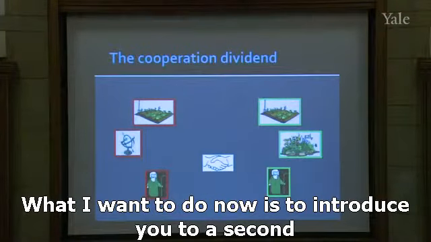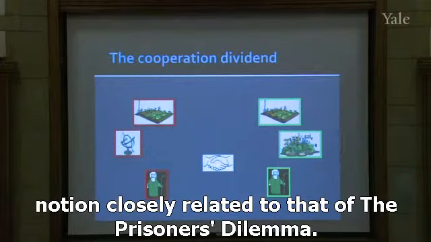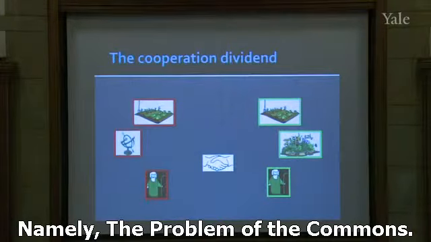What I want to do now is to introduce you to a second notion closely related to that of the prisoner's dilemma, namely the problem of the commons.